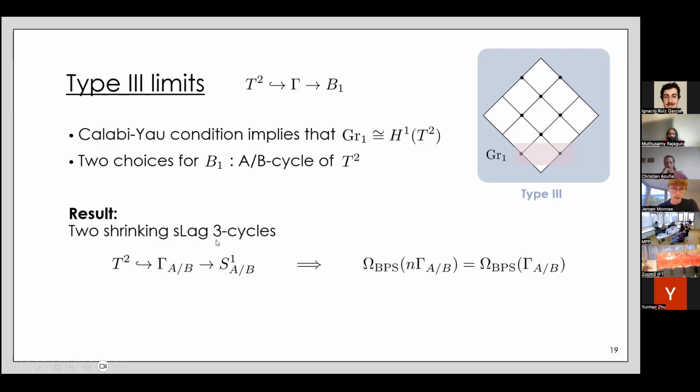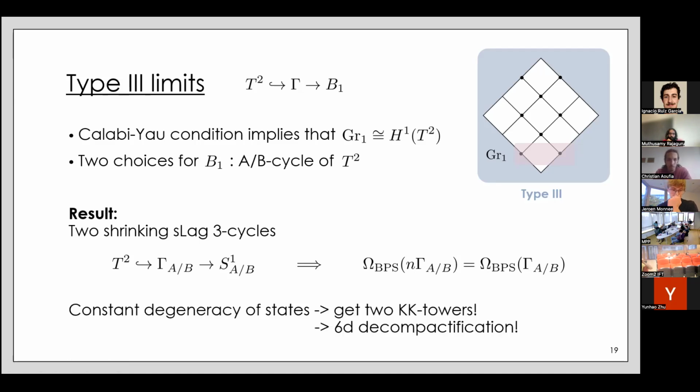So you have two shrinking 3-cycles, which you can locally think of as a T^3, and so they are expected to be special Lagrangian. And in particular from that, it also follows that the BPS indices of multi-wrappings are constant. This in turn implies that you have a constant degeneracy of states. Hence, we would interpret these towers indeed as Kaluza-Klein towers, and we don't just get one of them, we get two of them, because we have this A cycle and B cycle. And hence, we would claim that this is a 6D decompactification limit.